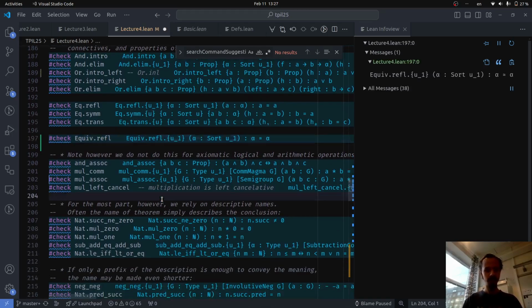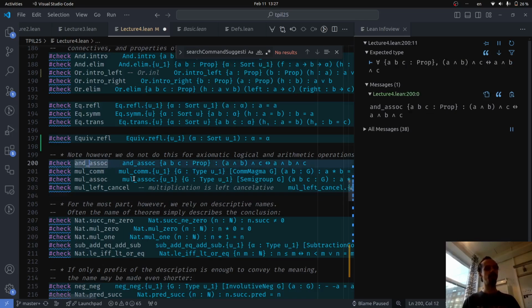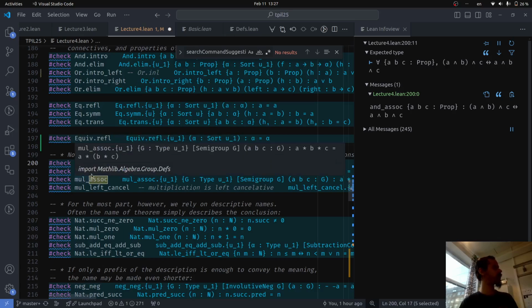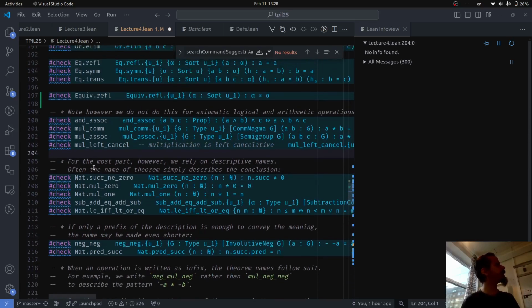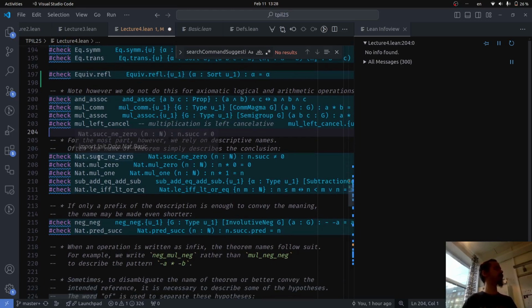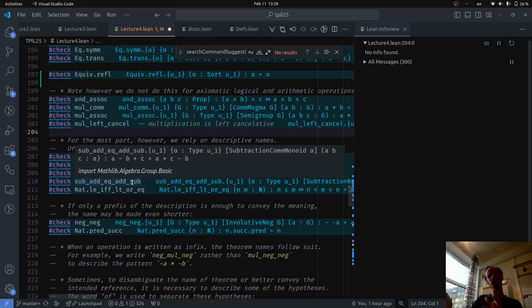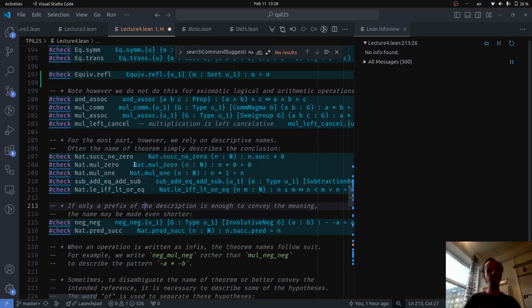And then there are also things like assoc and comm. They mean associativity and commutativity, or left cancellativity. So these are sort of basic patterns. These are actually somewhat exceptions to the normal rule, though, which is basically you read the symbols left to right, and then you start in the conclusion, and you see what there is.